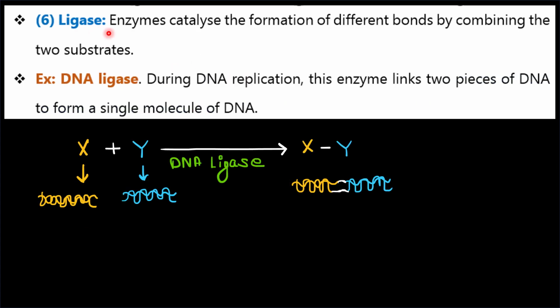Next is ligase. These enzymes catalyze the formation of different bonds by combining the two substrates. So here we have substrate X and substrate Y, and this enzyme is combining them into XY. So here X and Y are attached. So the example is DNA ligase. During DNA replication, this enzyme links two pieces of DNA to form a single molecule of DNA.